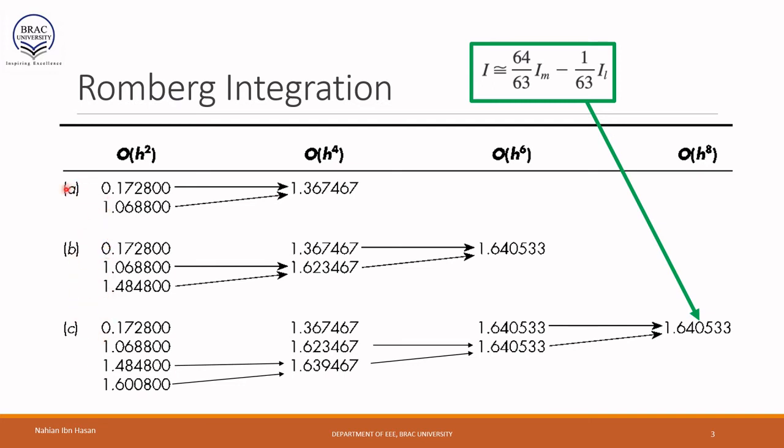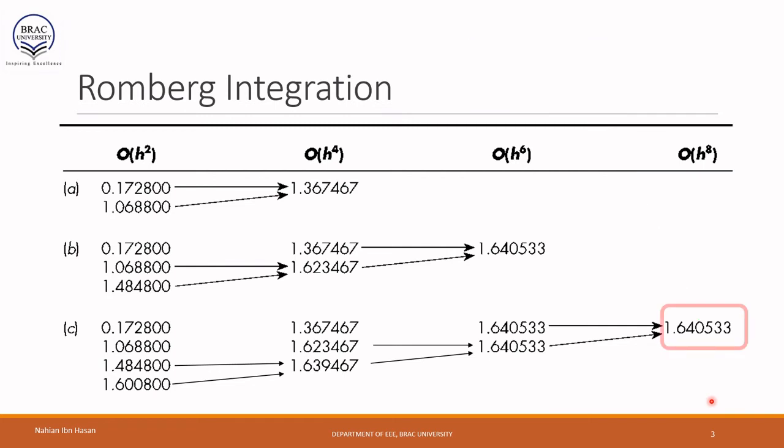That means k equal to 1, k equal to 2, and k equal to 3, and in the horizontal dimension I am going for better accuracy. Okay, so you see I have got a result of 1.64 here, 1.640533, and finally this result. So as you go for a higher level of Romberg integration, you are going to better accuracy. That means the result you are achieving is more accurate to the true value.